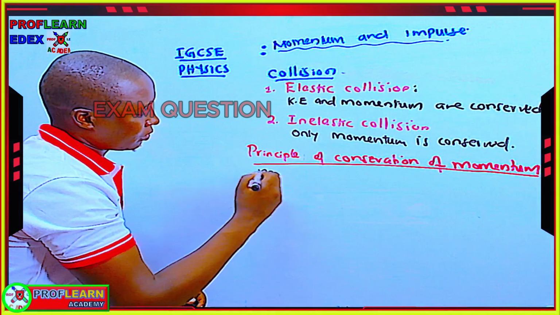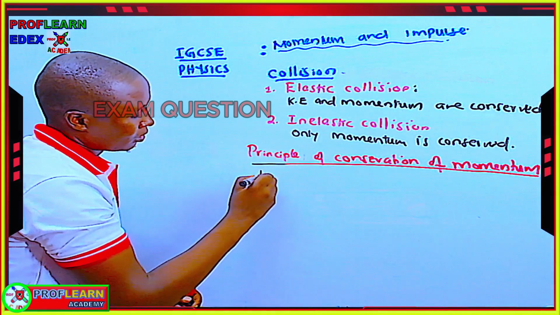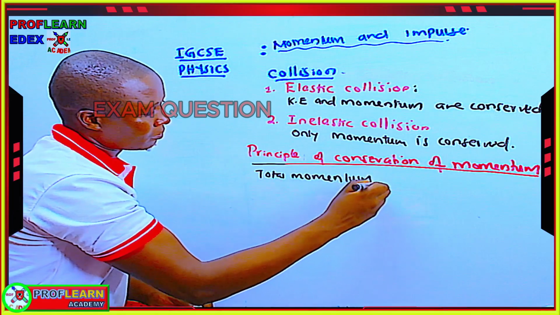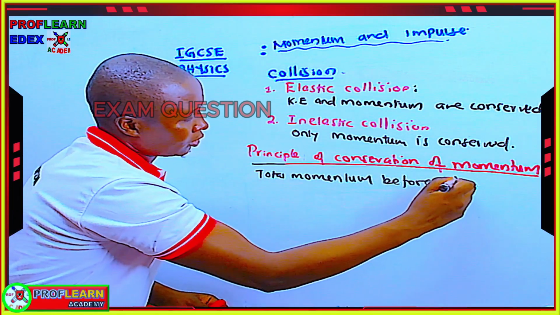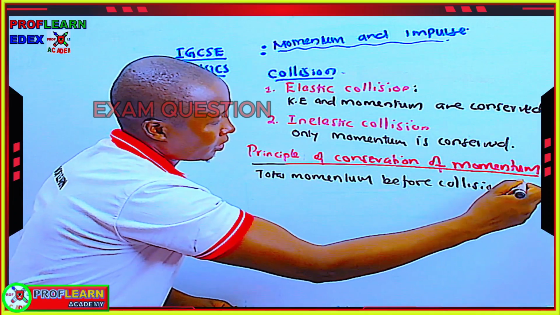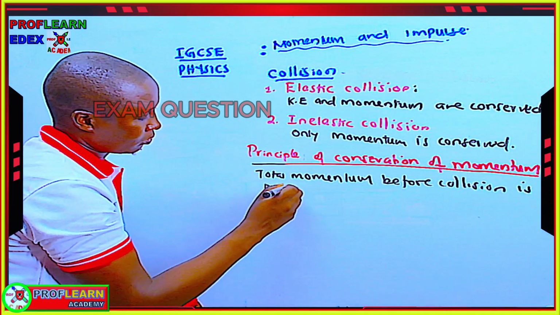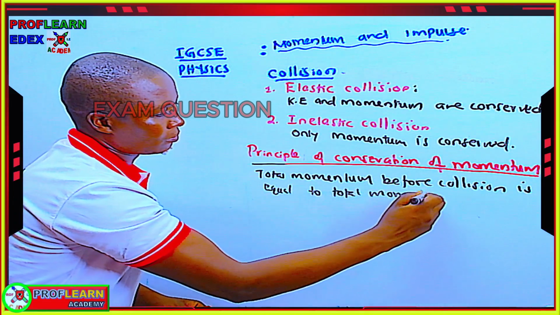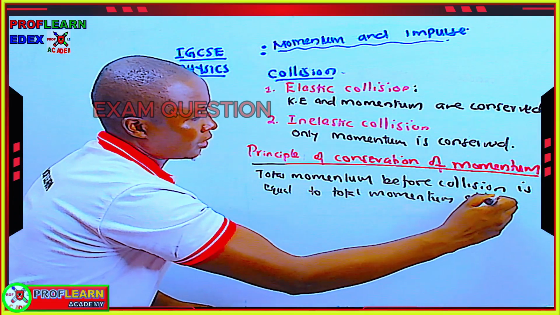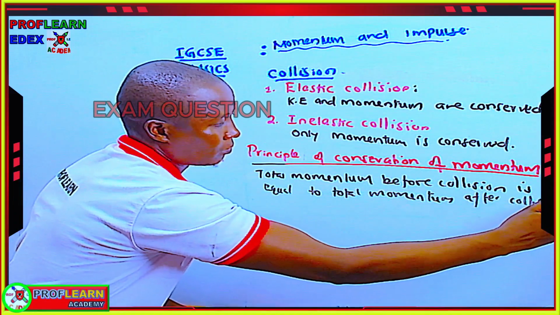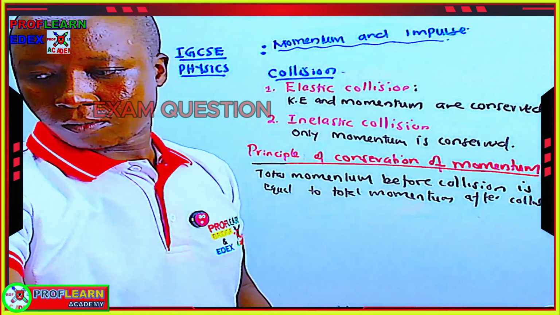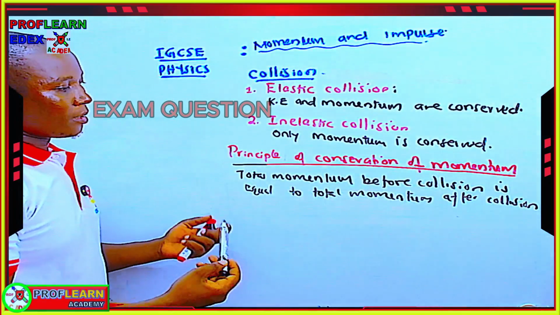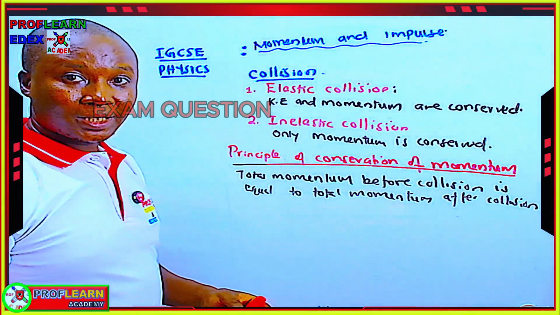momentum before collision, we can talk about total momentum before collision, is equal to total momentum after collision. So total momentum before collision should be equal to total momentum after collision.